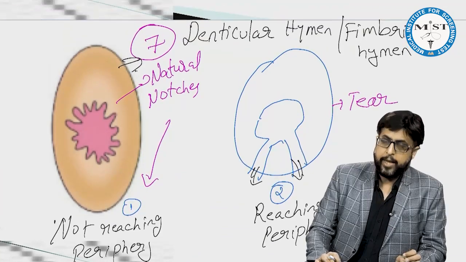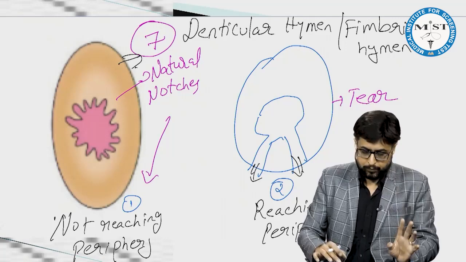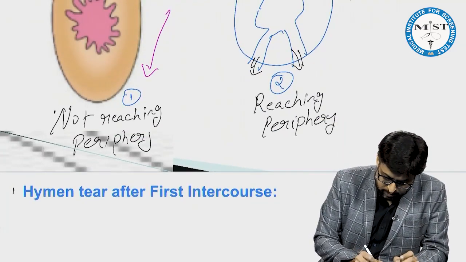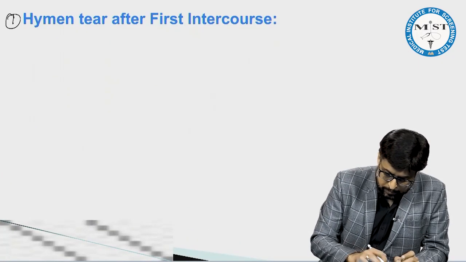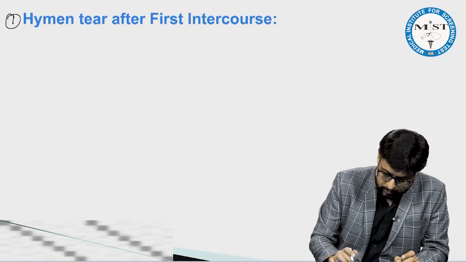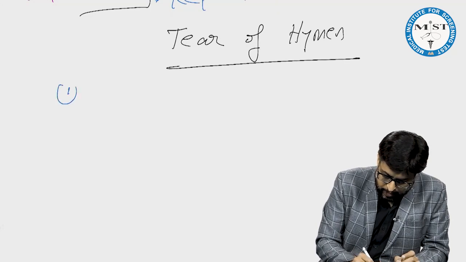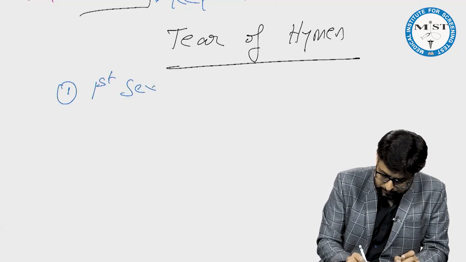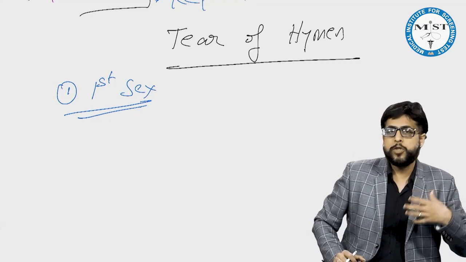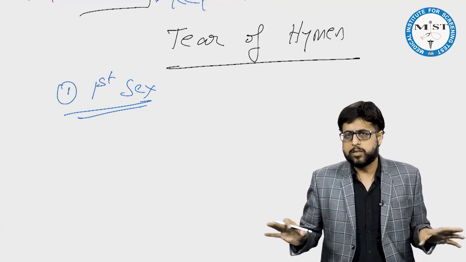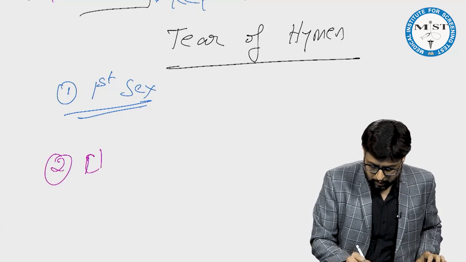Now, when does the hymen actually get torn? Hymen basically gets torn at two times mostly. One is during the first sexual intercourse. Once the hymen gets torn at the time of first sex, in subsequent sexual intercourses much injury does not occur. Then, secondly, it gets torn at the time of childbirth.